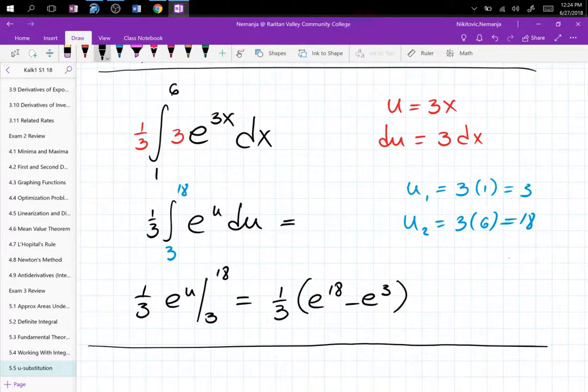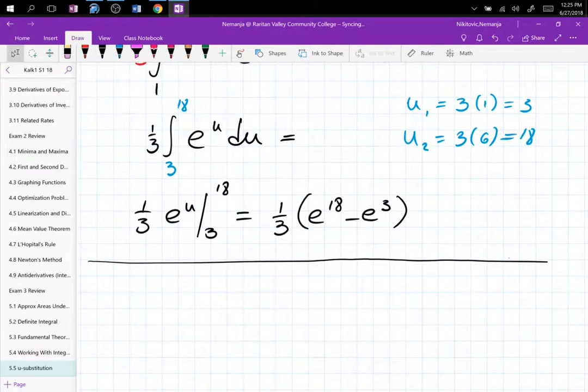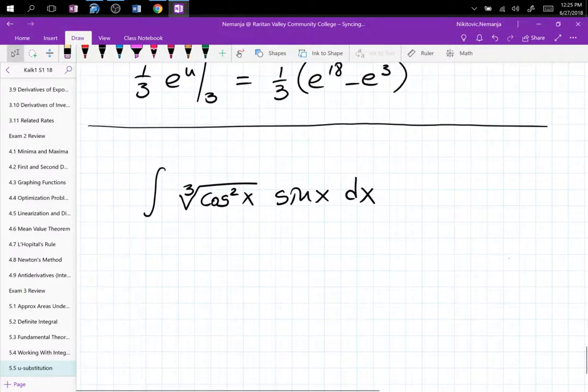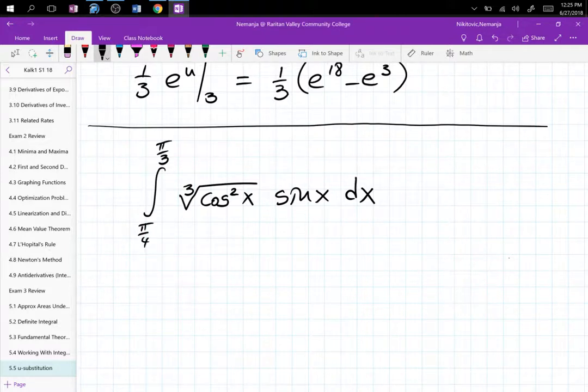Now let me go and see if we can make something else. I said I'm going to do something with ln, but I actually have a better idea. So how about this? We go with the integral of the cube root of cosine squared x times sine x dx. So this problem already looks terrible. And we are going to go from pi over 4 to pi over 3.